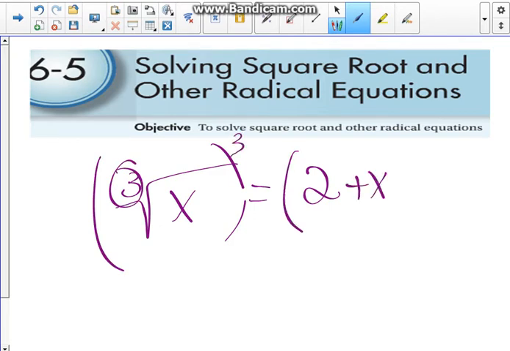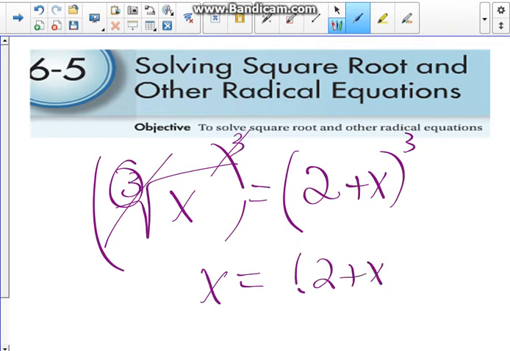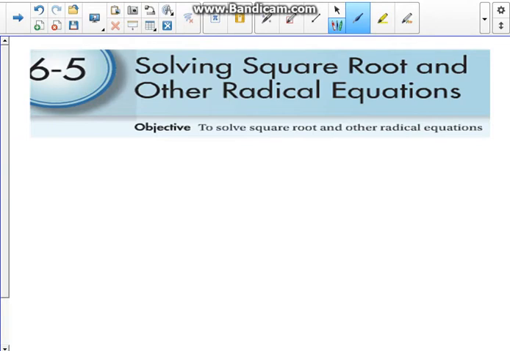And let's make it a little harder. Okay, so if I did this, that would cancel out to x equals, and then I would have the cube root of whatever 2 plus x cubed is. Okay? And so to clear it, you've got to multiply it to the power of whatever the index was. Okay, so let's look at our first problem.